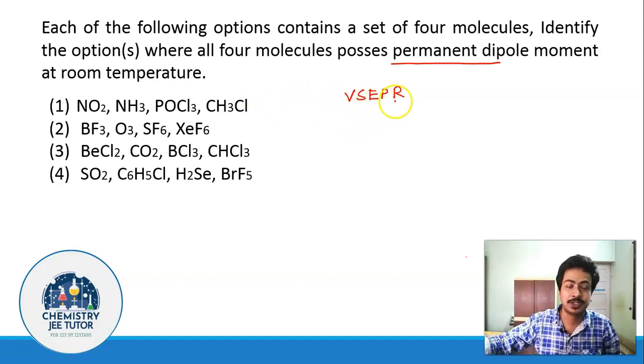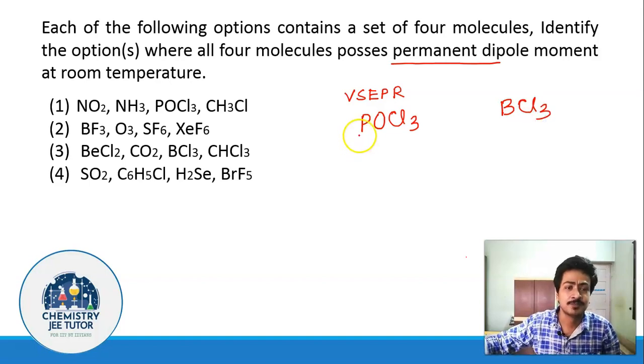So let us have a brief recap of what VSEPR theory is, and I am going to tell you a few tricks by which you can determine the structures very easily. So let us take some of the molecules given in this case. Let us take POCl3, let us take BCl3.